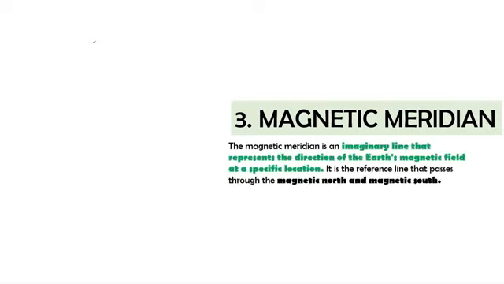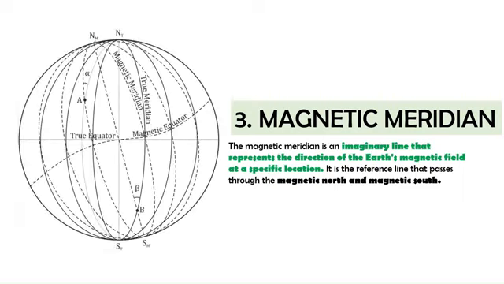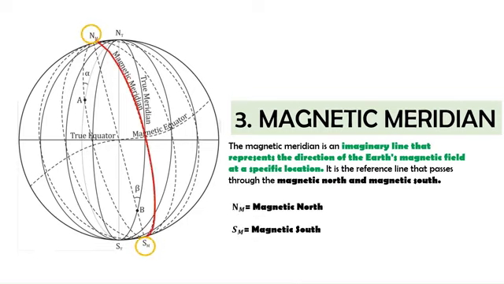Number 3 is magnetic meridian. The magnetic meridian is an imaginary line that represents the direction of Earth's magnetic field at a specific location. To be more precise, it is a reference line that passes through the magnetic north as well as the magnetic south. Hence, it is a line that runs perpendicular to the surface of the Earth and passes through the point where a compass needle points to the magnetic north.